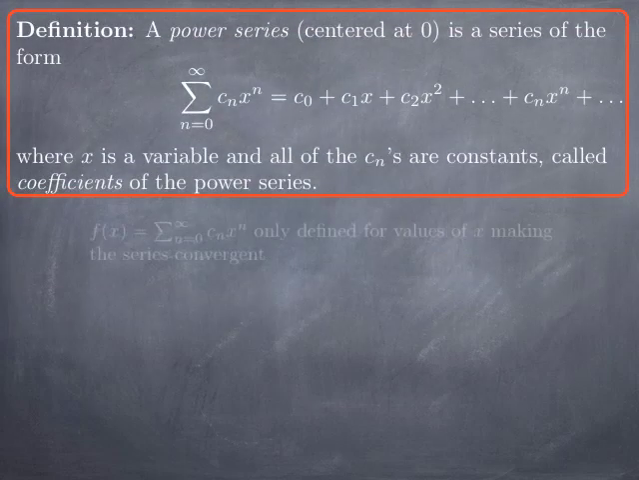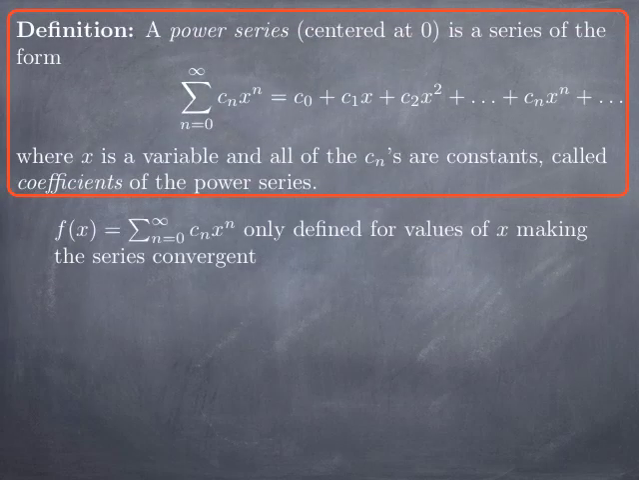So now, you see that if you want to think of the sum of a power series as a function of x, it really is a well-defined function only for values of x that make the series convergent. And so we can ask, okay, what values of x make a series convergent?